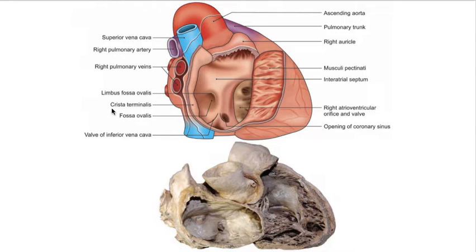Okay, you can see over here, this is the interior of the right atrium. This is the posterior smooth part which contains the opening of the superior vena cava and the inferior vena cava. Also, it was receiving the opening for the coronary sinus, right? This is the posterior part.